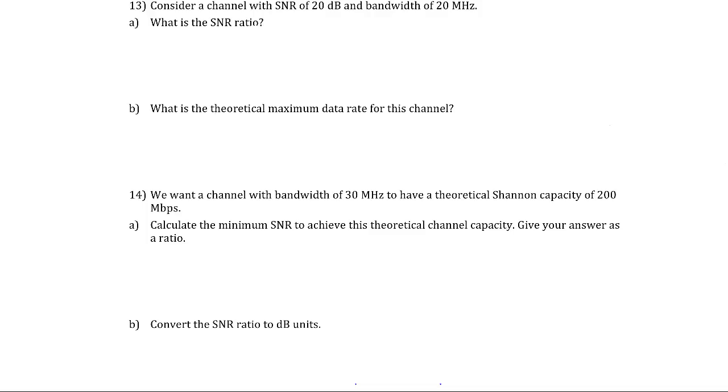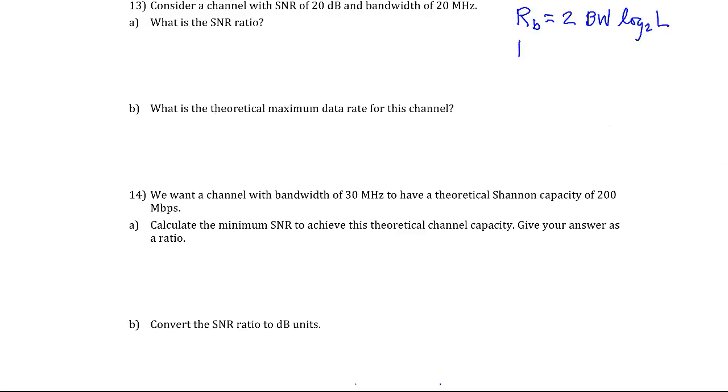Okay, I'm here to do an example problem on channel capacity, and what I'm going to do is first write down the equations that apply to channel capacity. The first one is the Nyquist equation, which says that the maximum bit rate is twice the bandwidth times log base 2 of the number of signal levels.